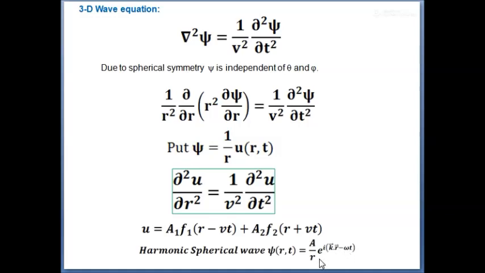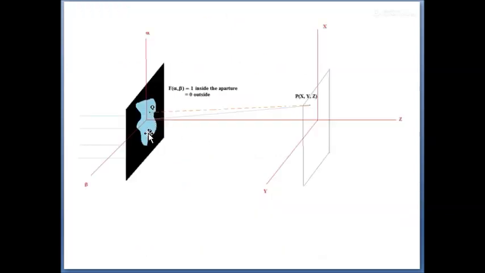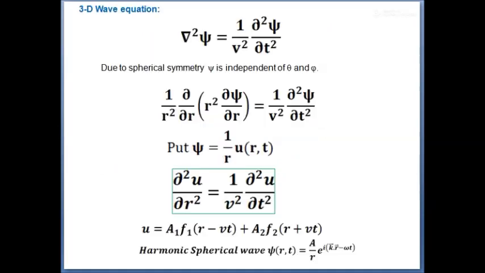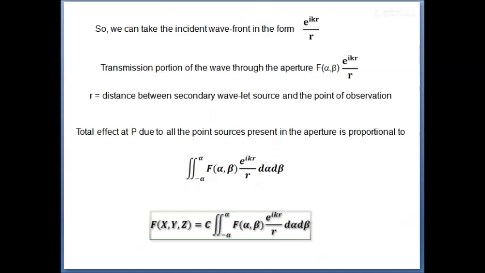So I can consider that when the waves are incident on this aperture and generate spherical wavefronts, this spherical wavefront must have the form a e to the power i k dot r divided by small r. So that will be a good approximation of a spherical wave. Now consider the incident wavefront has the form e to the power i k r by r, as it is a spherical wave.